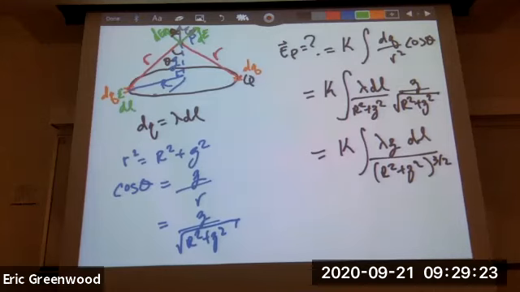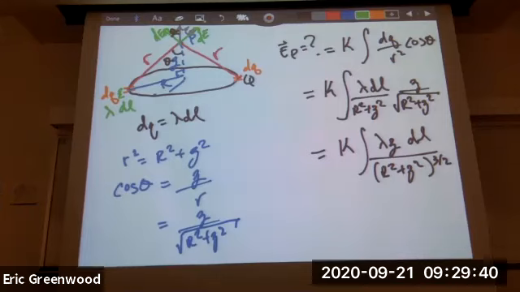Because dq, remember, is lambda dl, which means that dl is simply the length of this ring here. So let me make a ring on here again. So this is my dq here. dl is simply the length of that dq that I chopped out here. That's dl.